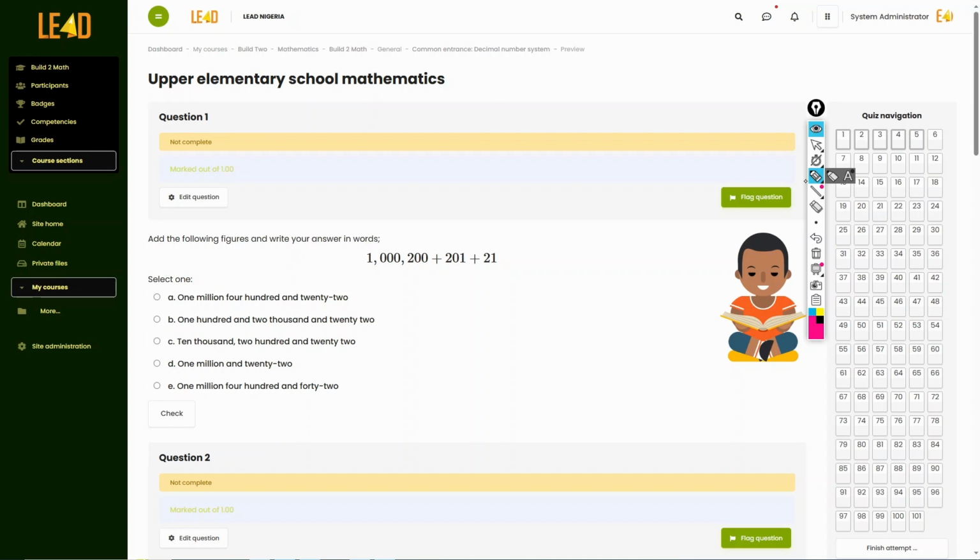So we'll be going through the entire requirement and past questions for the common entrance examination for decimal number system, which basically deals with place value of numbers and all of that. So the first question here says, add the following figures and write your answer in words. So I'm just going to write this out.